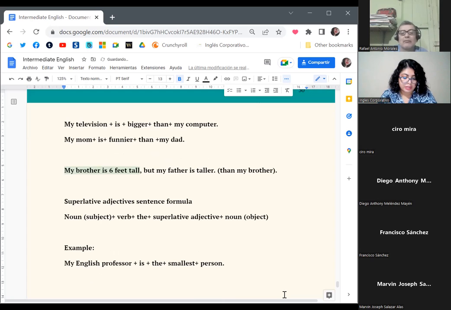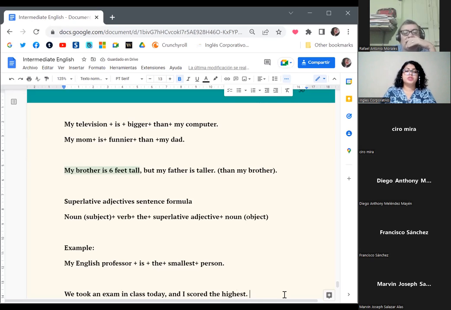So we have another example, and it says, we took an exam in class today. And I scored the highest. So in this case, we don't have the object of this superlative sentence, because I'm saying that we, who are we? The class, the complete class, my classmates, we took an exam in class today. That is the keyword. And I scored the highest. And in this case, in the class. So nobody has the same score as me. So it is not necessary to add the end of the structure.